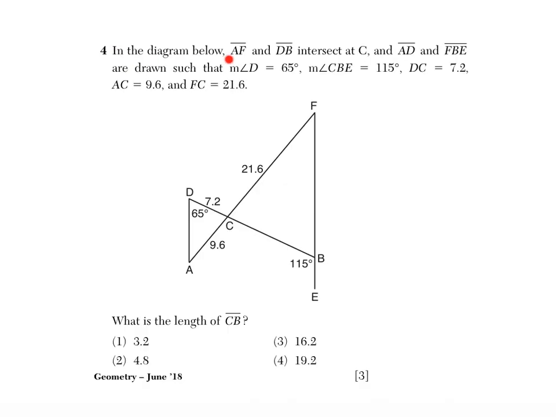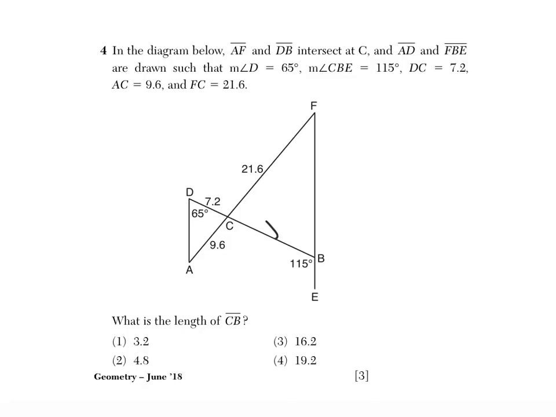Let's take a look at question number 4 in the diagram below. AF and DB intersect at point C. AD and FB are drawn such that angle D is 65 degrees. CBE is 115. I noticed that DC is 7.2, AC is 9.6, FC is 21.6. Our objective is to figure out the length of CB. That's this length right here, and I'm going to mark that right now with an X.